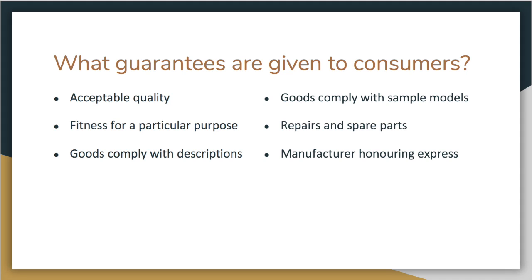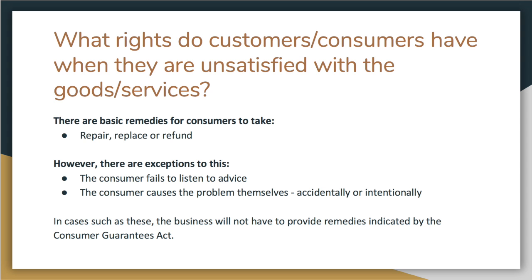Guarantee as to repair and spare parts, such as when consumers buy a phone. If something goes wrong within a year, the manufacturer will provide a free supply of repair facilities and parts. The last is express guarantee. The manufacturer must honor express guarantees.